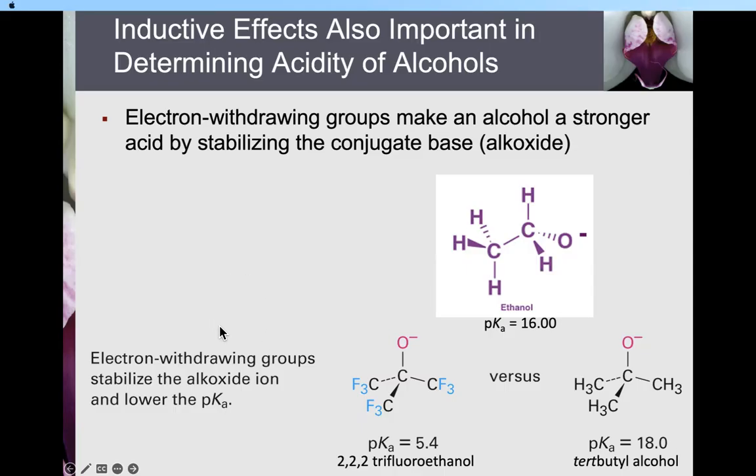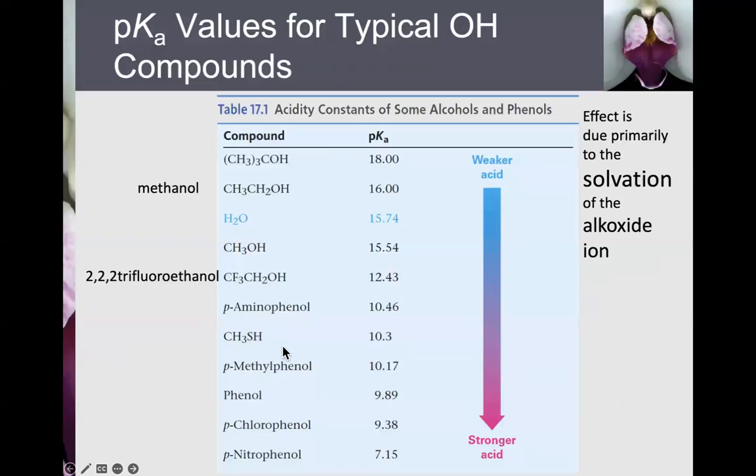This is nonafluoro tert-butyl alcohol. That's why its pKa is 5.4. So its pKa is smaller here because it has electron withdrawing groups, the fluorines. When there are electron withdrawing groups, it means the pKa is smaller. And if the pKa is smaller, it is a stronger acid.